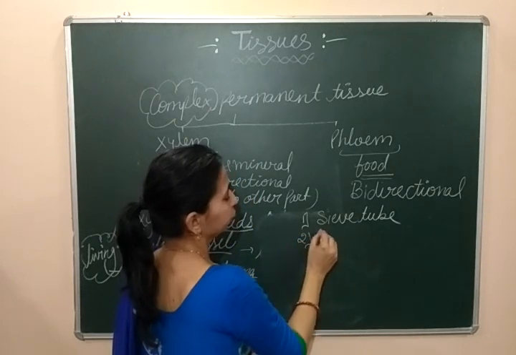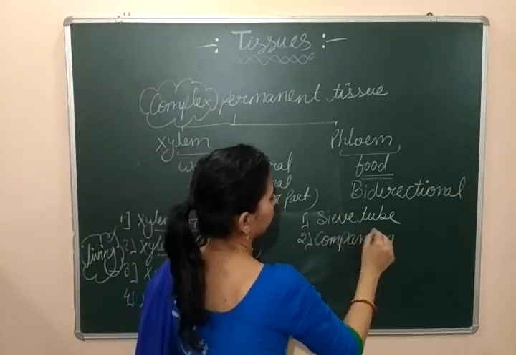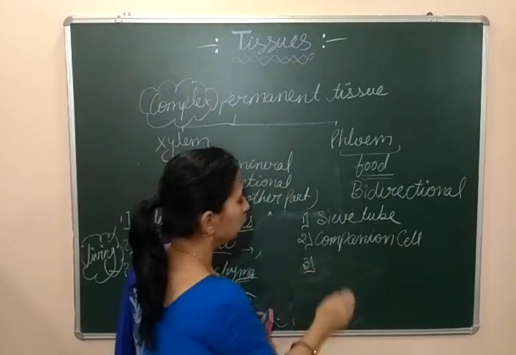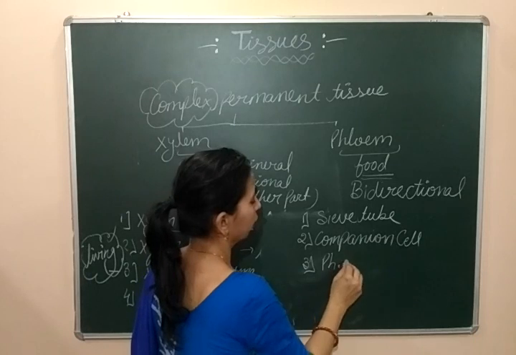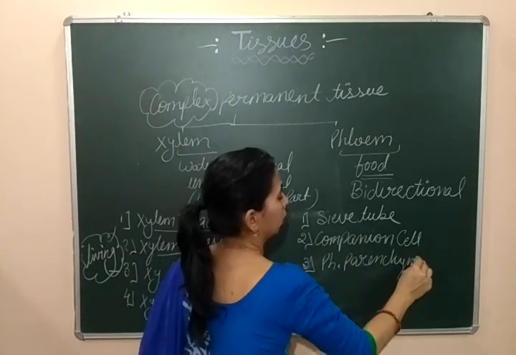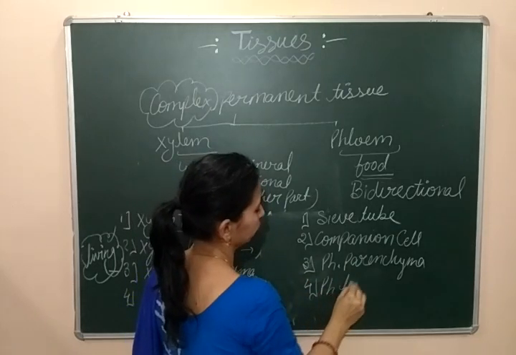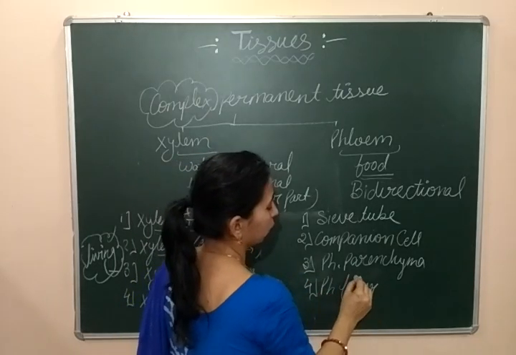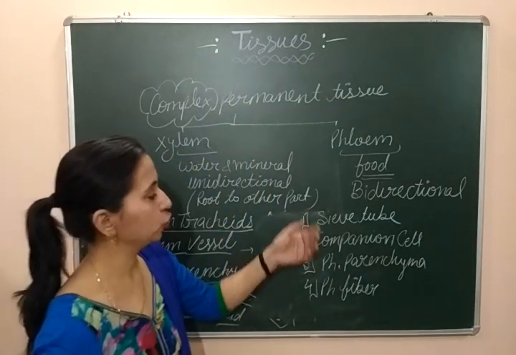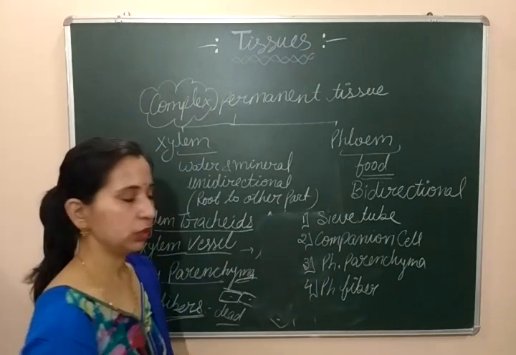Second one is companion cell. Third, phloem parenchyma, and fourth one is phloem fiber. So these are the components of phloem or elements of the phloem: sieve tube, companion cell, phloem parenchyma, and phloem fiber. Let's discuss the sieve tube.